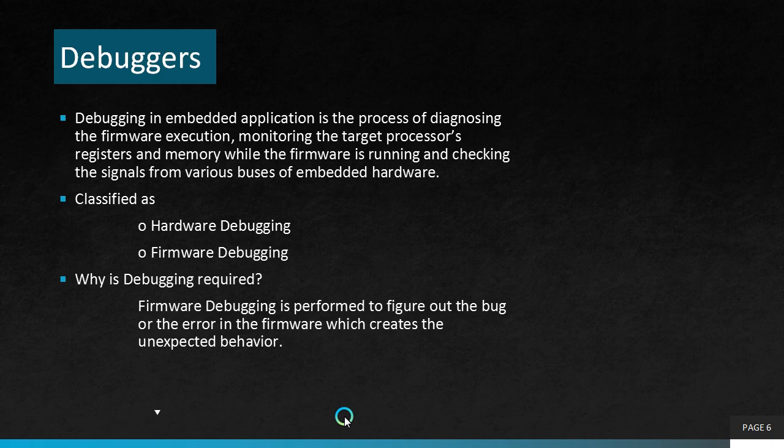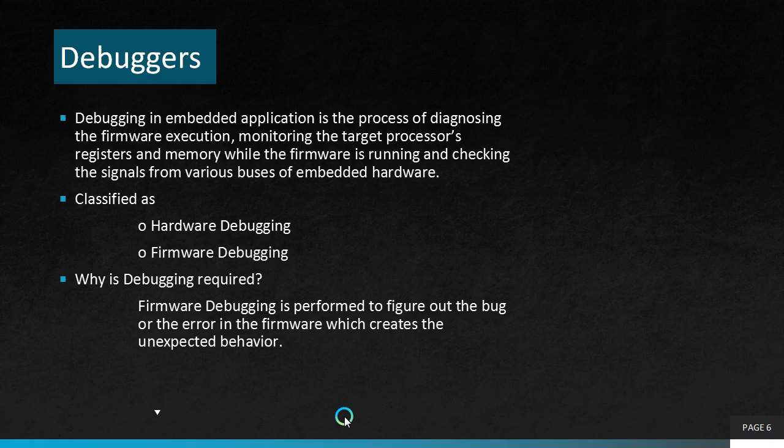Debuggers. I hope you all will be knowing what is debugging and what are debuggers. So, debugging in embedded application is the process of diagnosing the firmware execution, that is, we can say checking the firmware execution, monitoring the target processor's registers and memory while the firmware is running, and last, checking the signals from various buses of the embedded hardware. It can be classified as two: hardware debugging and firmware debugging.